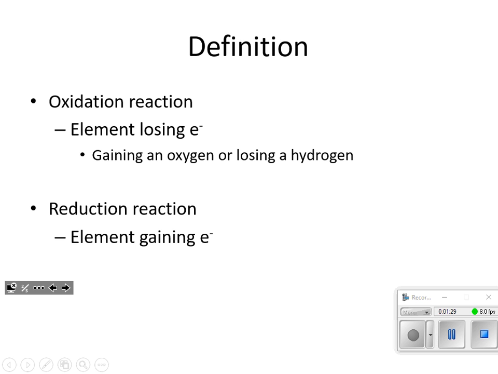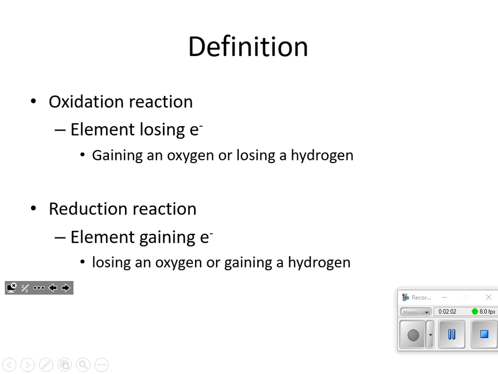Reduction is an element gaining electrons. And this is where students don't like that term. To reduce means gaining electrons? I don't like it. Those words don't really match together. But the reason why that term is there is the original definition of reduction was based off a compound losing oxygen off of it. So you're reducing the number of oxygens.